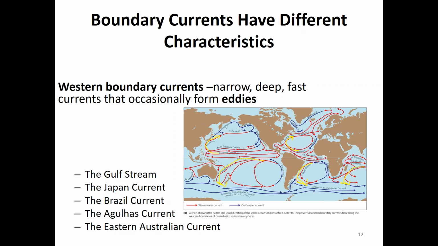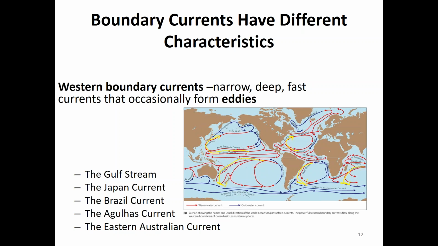Now these are very narrow, very well-defined currents. They're deep, so the water moving in them extends to a fairly large depth. The water is moving very quickly, and it's very warm water. It's warm because these western boundary currents are moving this warm water from low latitude to high latitude.